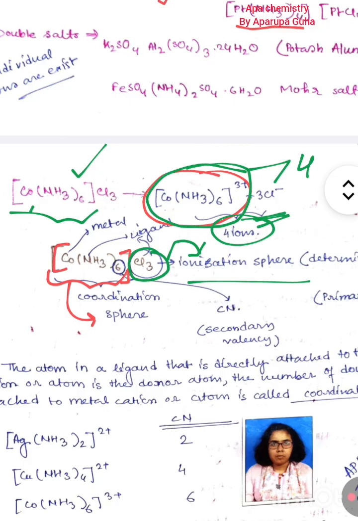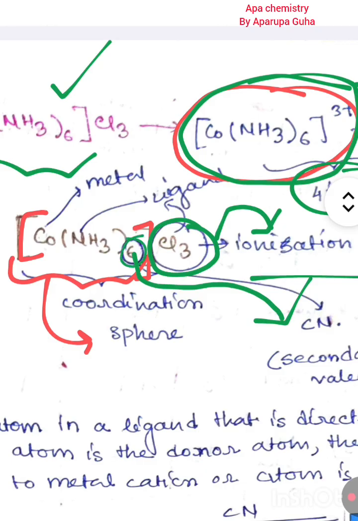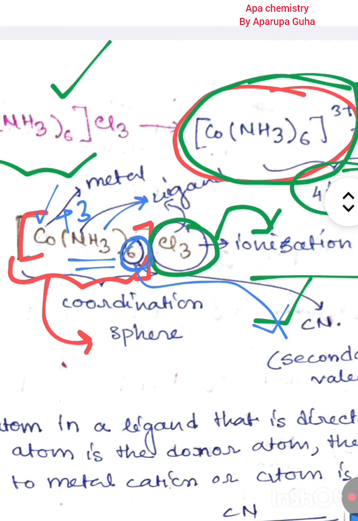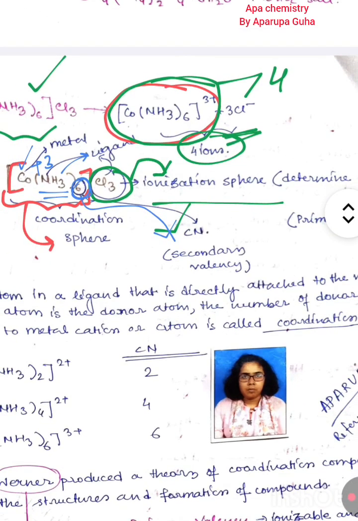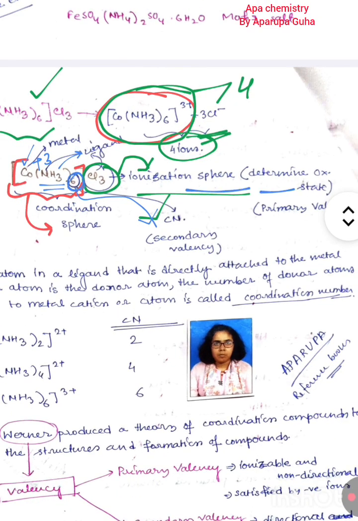Clear? Now remember, this 6 means 6 ligands, that means the coordination number. Cn means coordination number. This 6 means 6 NH3 ligands are attached with cobalt in the coordination pair. That's why this is called the coordination number. And this is the metal, obviously, plus 3 oxidation state, and this is the ligand, with one lone pair. And this ionization pair determines the oxidation state. Oxidation state of whose? Oxidation state of the overall coordination pair, not the metal.